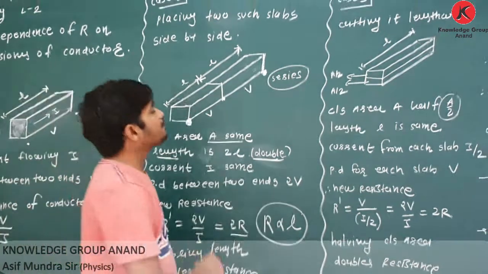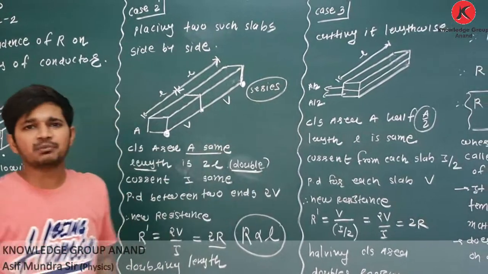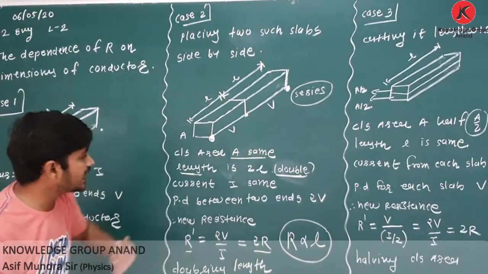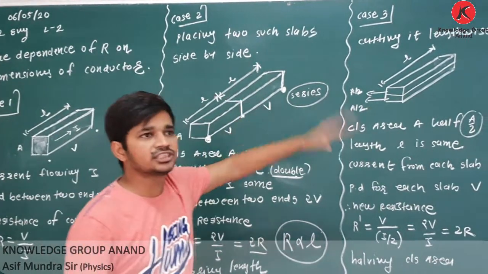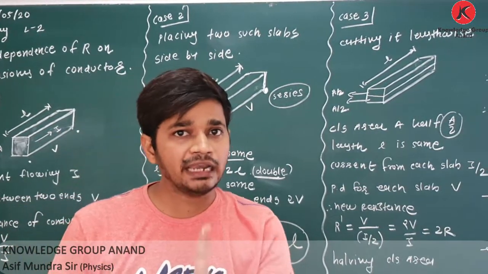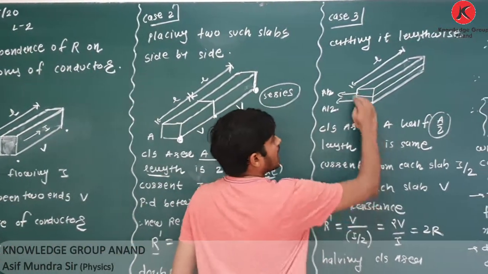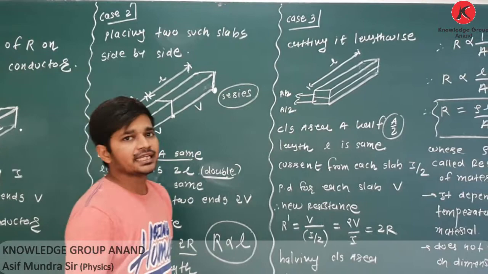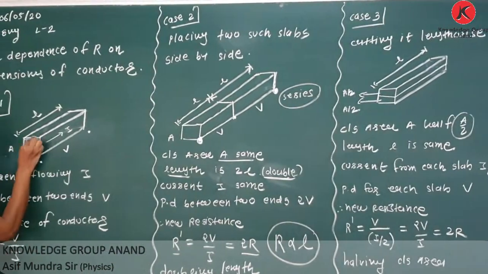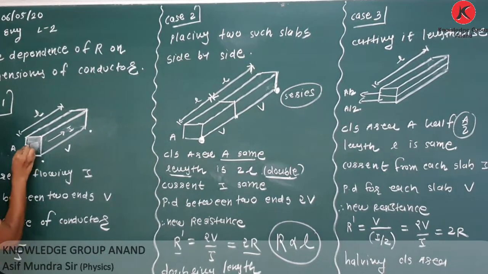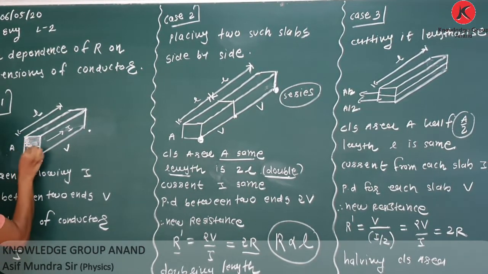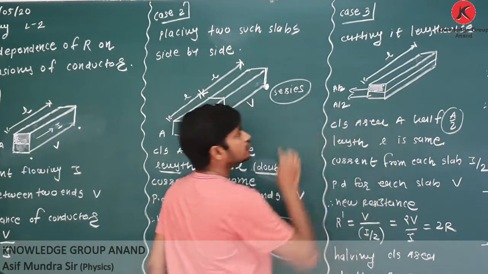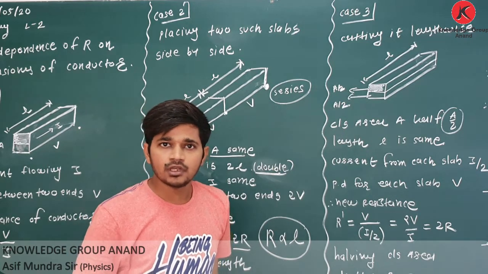Now the next case. Out of the two, cross-sectional area and length, here the area is the same and the length is doubled. Now here we will change the area and the length will be the same. See, the length is the same. I am cutting this slab into 2 parts, cutting it lengthwise. See, this total area is A. If I cut this area into equal parts, what is this upper area? It is A by 2. This area is also A by 2. Clear about this?